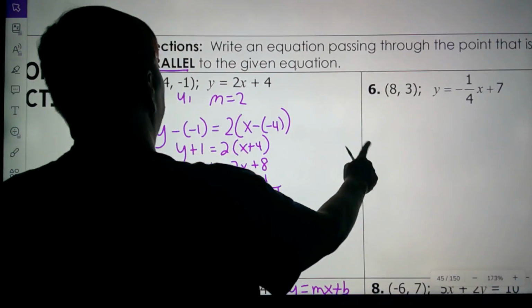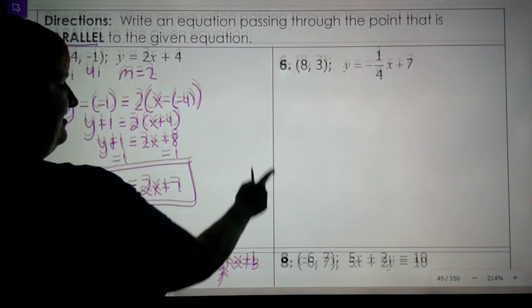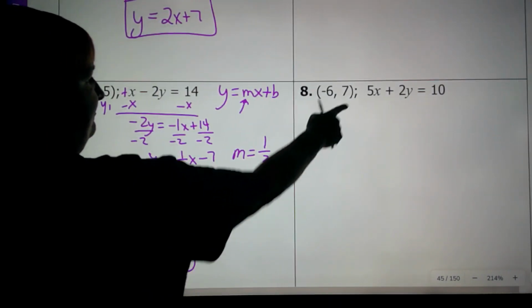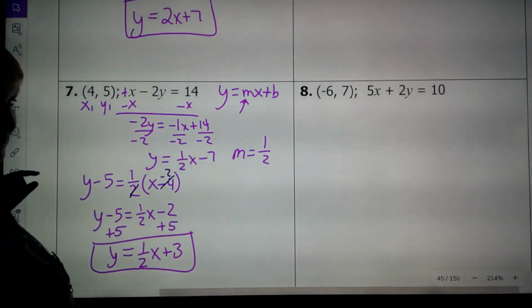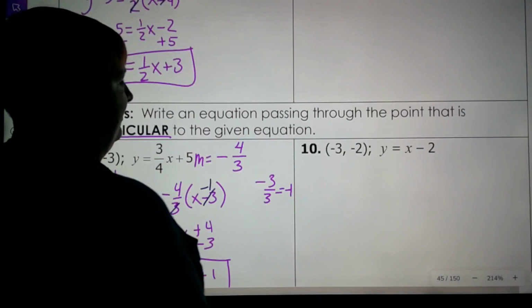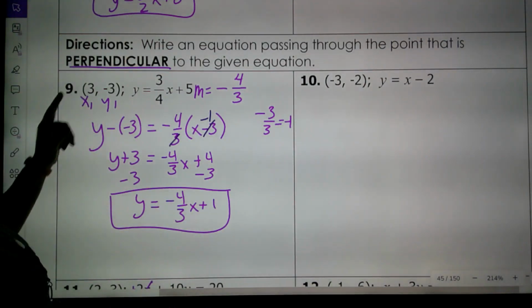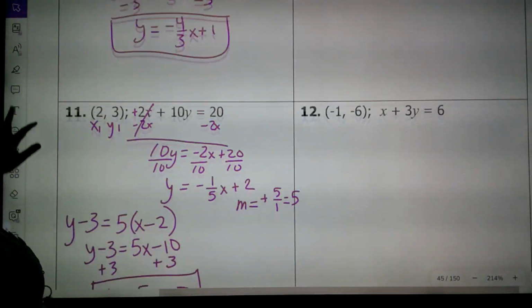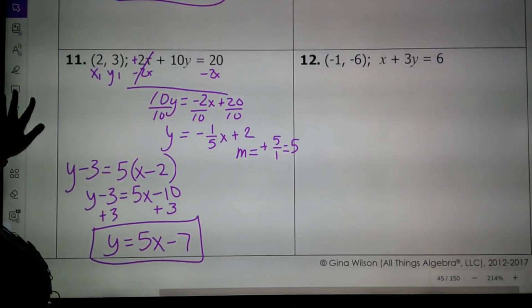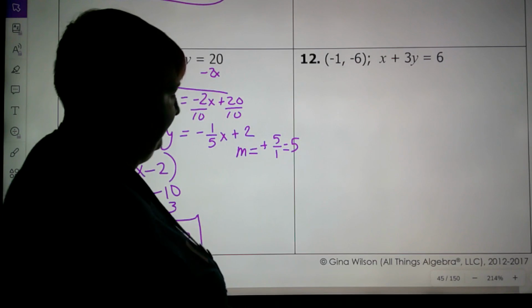6 doesn't need to be converted, and we're doing parallel. 8 needs to be converted, and we're still doing parallel. 10 doesn't need to be converted, and we're doing perpendicular. And 12 needs to be converted, and we're still doing perpendicular.